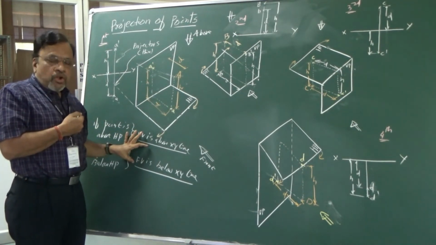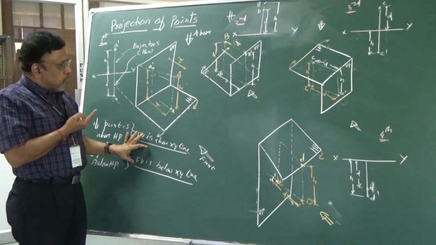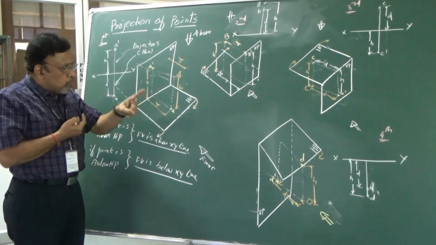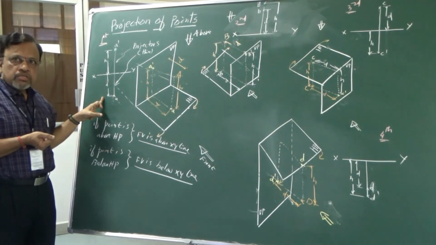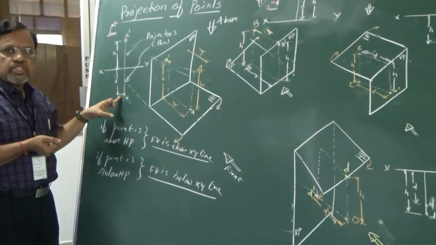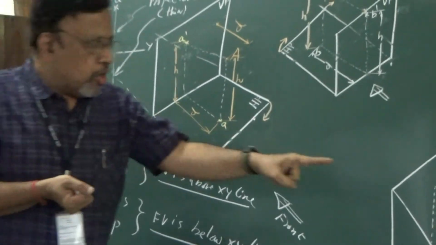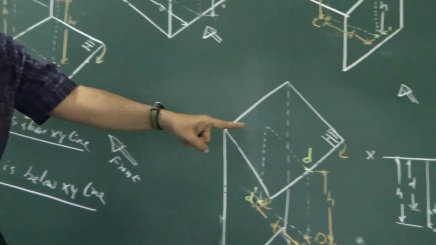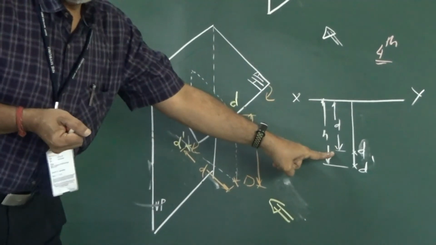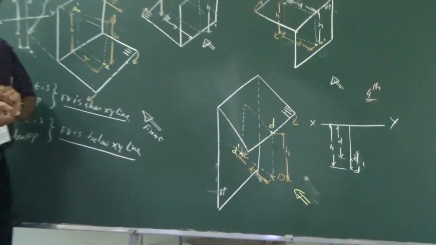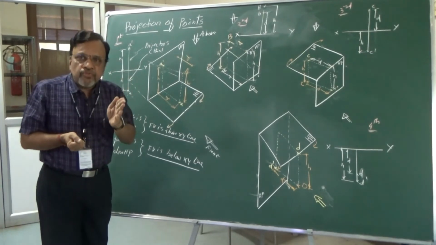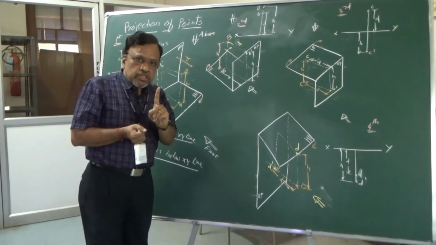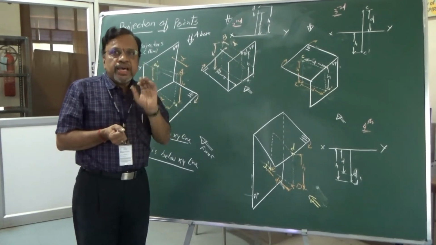Is it okay? Now, if you just see first quadrant and fourth quadrant top views. So you see the first quadrant top view, where you are getting? I am getting below xy line. And again in the fourth quadrant, where I am getting top view? I am getting below xy line. So what is the conclusion I can make now? I can now say that if the point is in front of VP, its top view is below xy line.